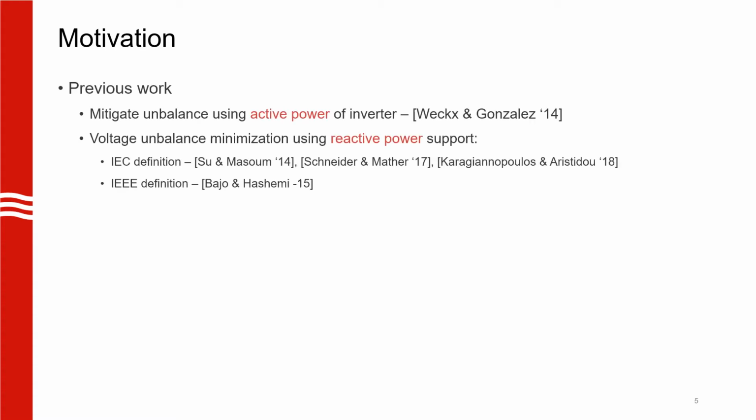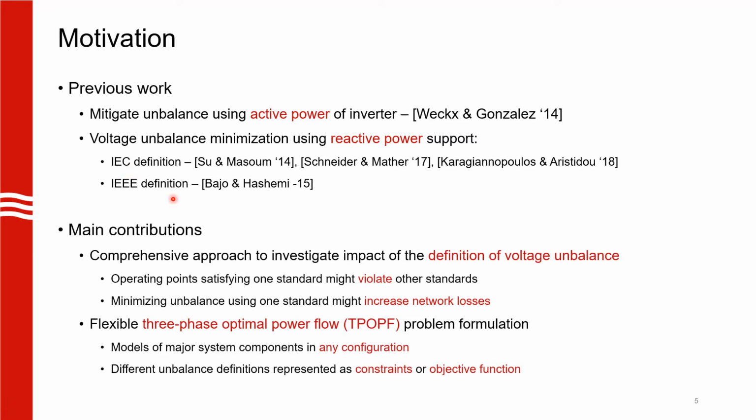Moving on to the motivation and the main contributions of the work. There has already been previous work in this area. The inverter's active power and reactive power capabilities have been used to minimize unbalance, but most of the literature has focused on using one definition of voltage unbalance. Different from previous work, we take a more comprehensive approach and evaluate the impact of using different voltage unbalance definitions when solving a three-phase optimal power flow problem. And we also look at other power quality metrics like network losses.